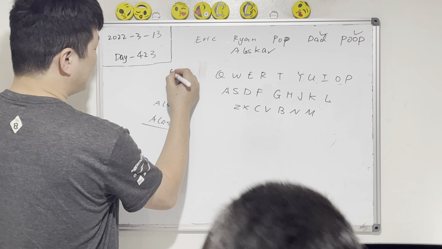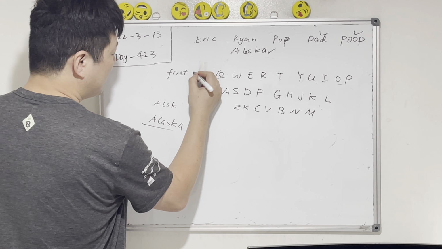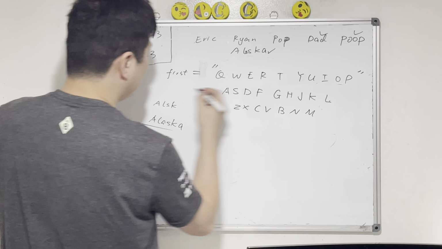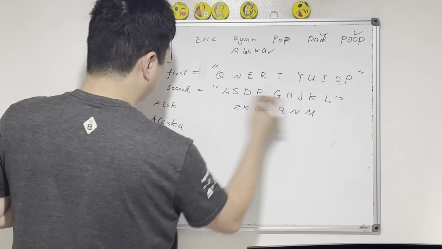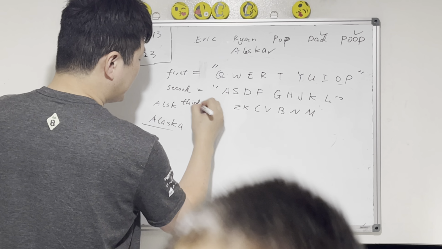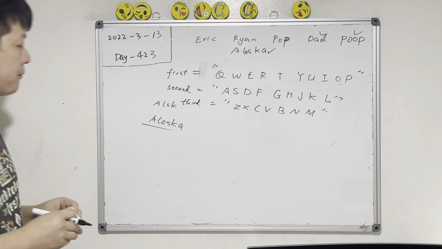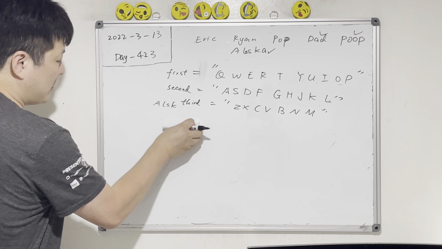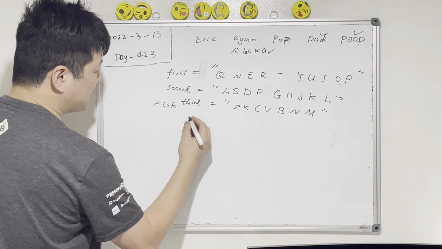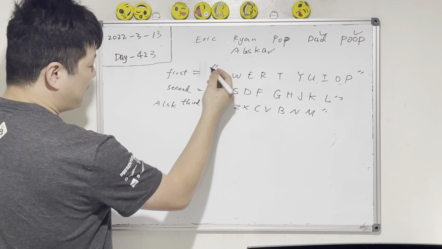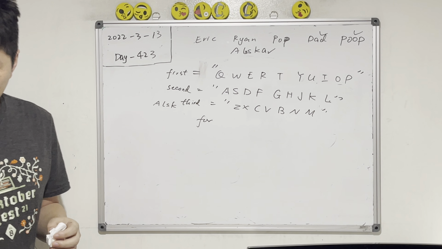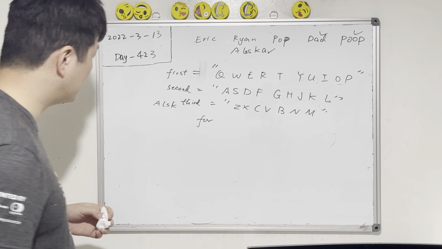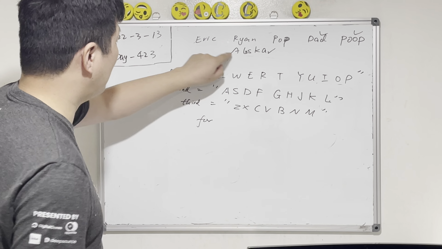Okay, so let's define this. First row equals this. Second row equals this. Third row equals this, okay? Okay, so we can just do this. So first of all, first, second, third row. Alaska.